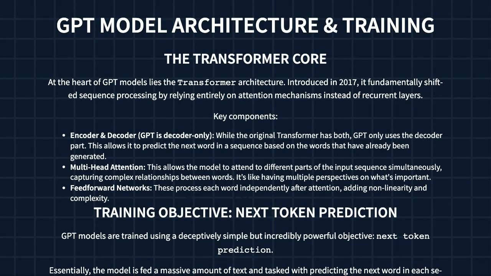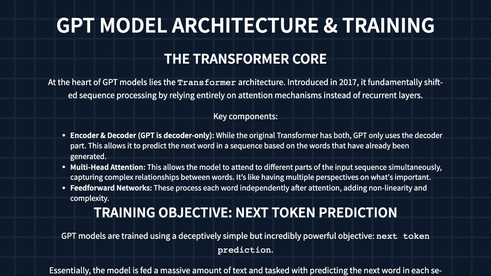Let's talk about what makes GPT tick. The core of these models is a transformer architecture. It's a really clever design that ditches the traditional sequential processing used in older methods. Instead, it uses something called multi-head attention, which allows the model to focus on different parts of the input at the same time, picking up on complex relationships between words. It's like having multiple lenses looking at the sentence.